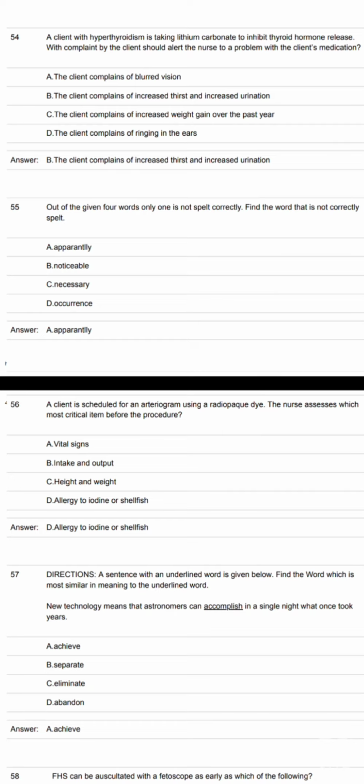A client is scheduled for an arteriogram using a radio-opaque dye. The nurse assesses which most critical item before the procedure? Allergy to iodine or shellfish. Answer D.